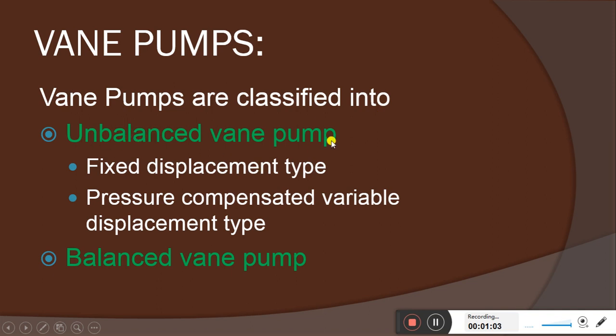The vane pumps are mainly classified into two types: the unbalanced vane pump and the balanced vane pump. In the unbalanced vane pump, we have the fixed displacement type, and another type is the pressure compensated variable displacement type. Why do we call it unbalanced and balanced? Unbalanced means we do not have the balancing operation here. But in balanced vane pumps, it automatically gets balanced, and that is useful in the pumping action.